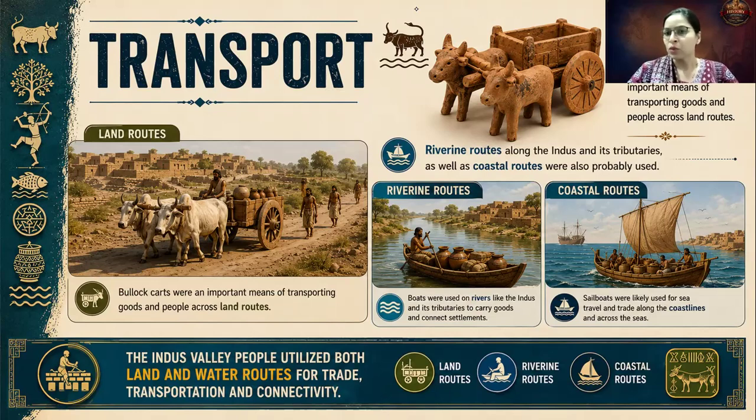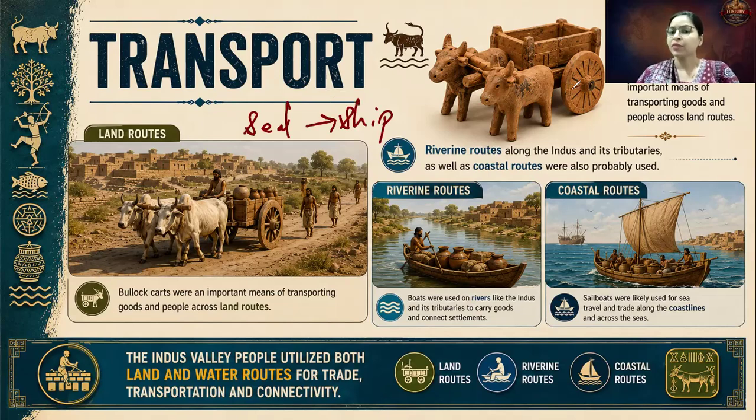Now, for the riverine routes, what was used? Ships were used. And how can we confirm this? From the discovery of a seal. There is a seal discovered from the Harappan civilization. This seal has a depiction of a ship, and that hints towards the use of ships for the riverine routes.